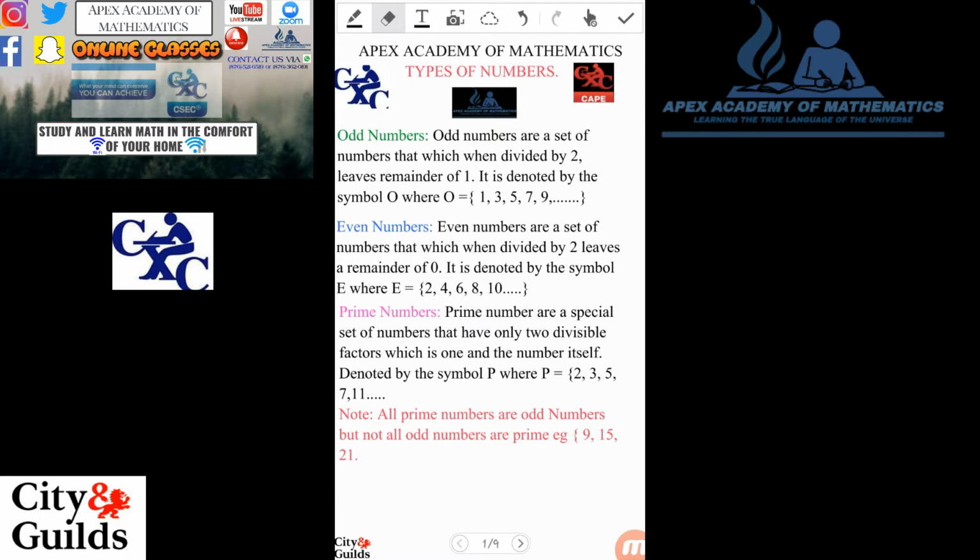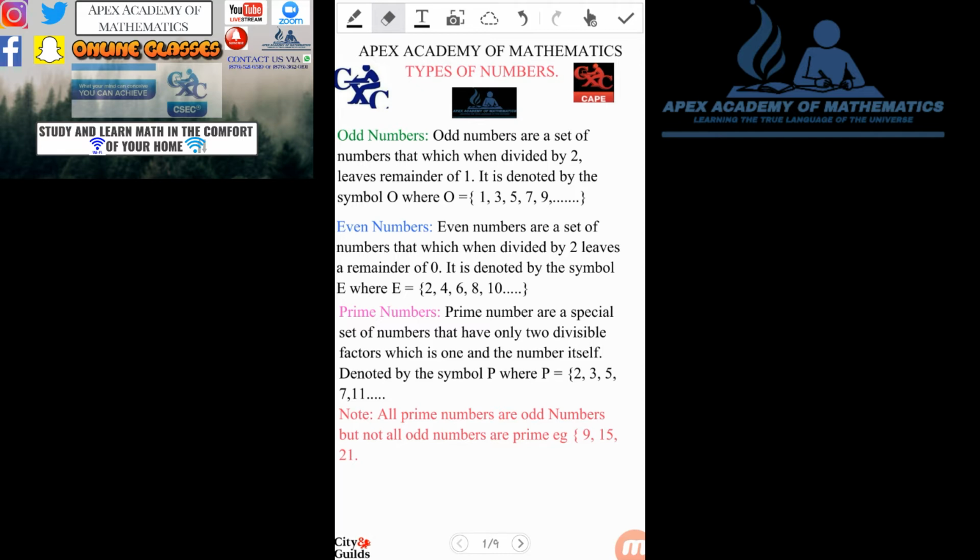Which is the number 1 and the actual number itself that you're looking at. Okay, so when we say that it's only divisible by 2 factors, it means that there's only 2 numbers in the world that divide exactly into that number, that can go exactly into it without leaving a remainder. All right, and why did I say that they're special?